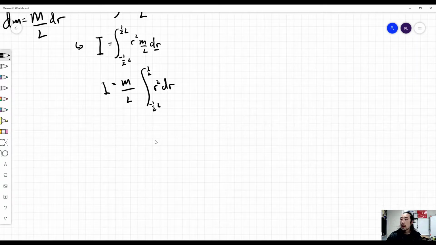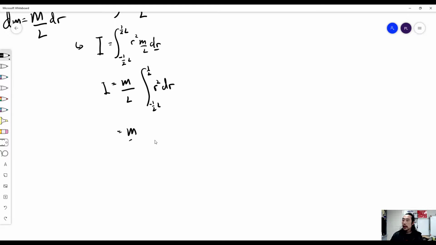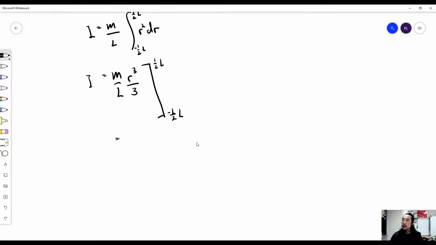Now at this point, I just have to integrate. Here we have m over L. If I integrate r squared, I get r cubed divided by 3, and then we have our boundaries, 1/2 L and negative 1/2 L. We have to plug our constraints into our r's. So we get m over L times 1/2 L cubed divided by 3 minus negative 1/2 L, all cubed, divided by 3.